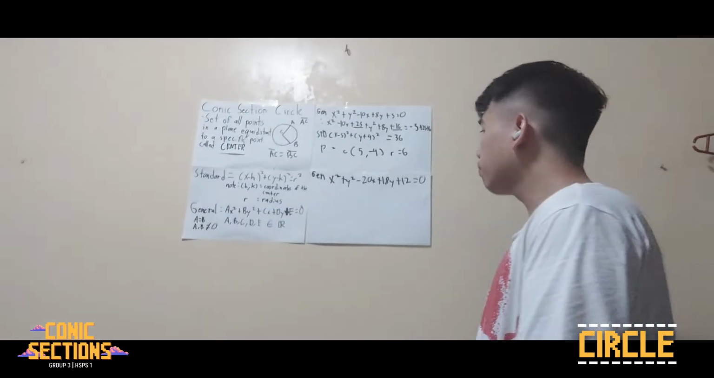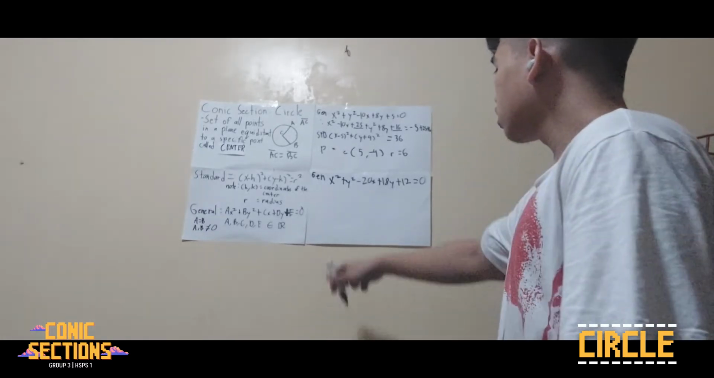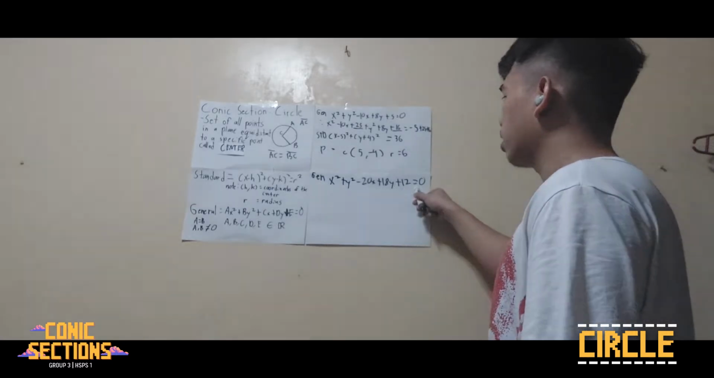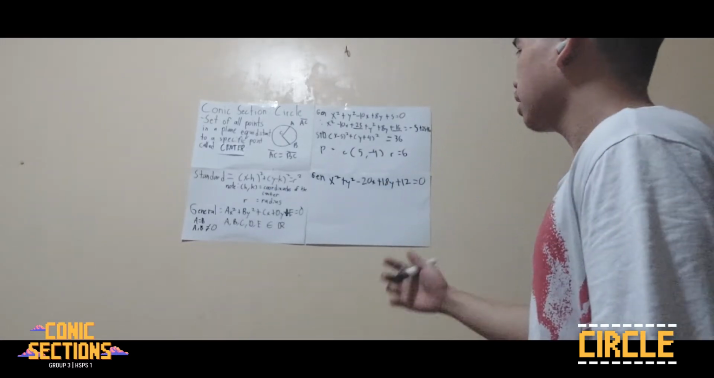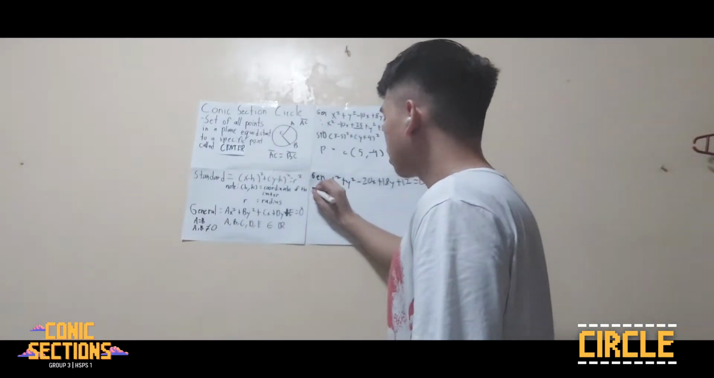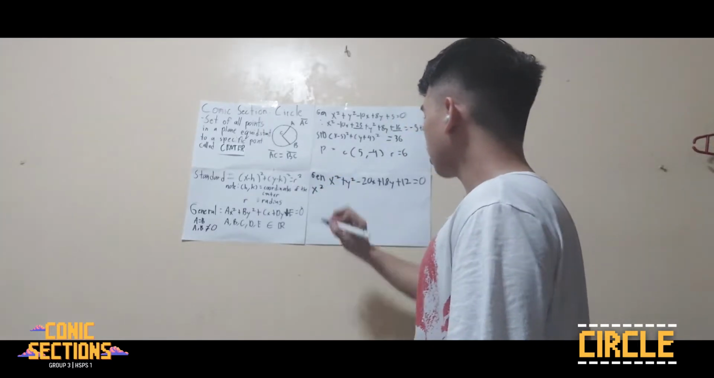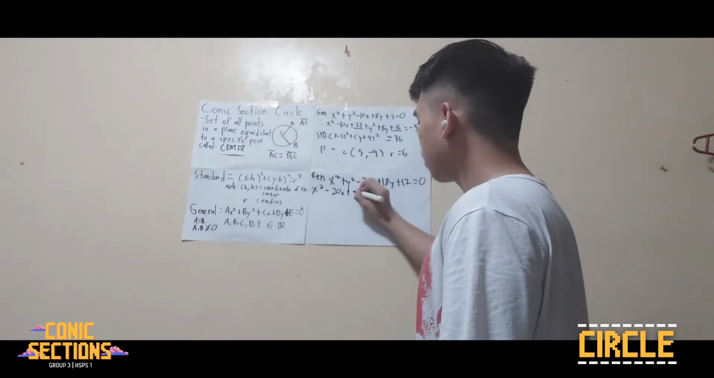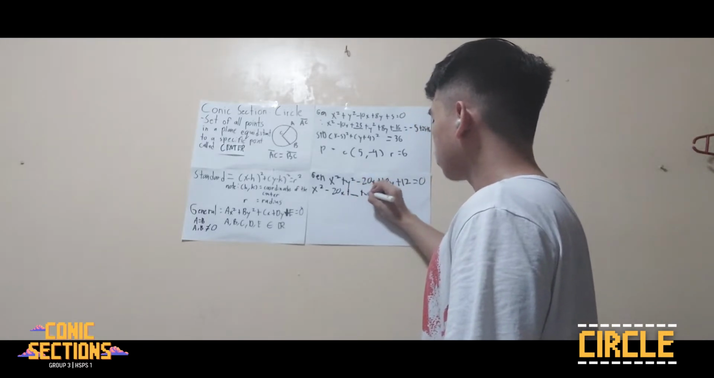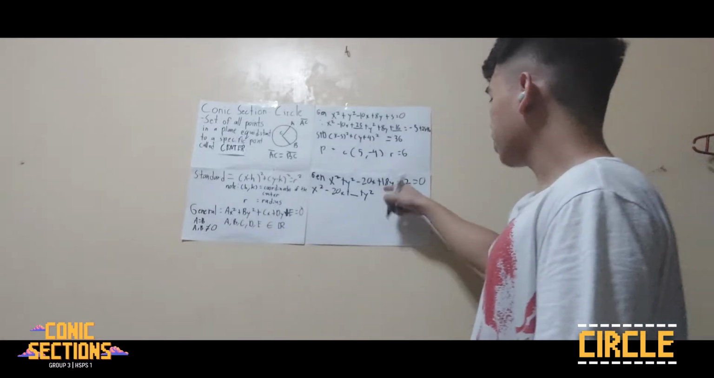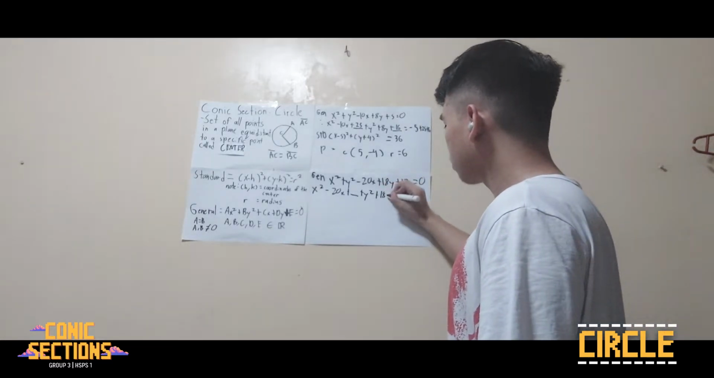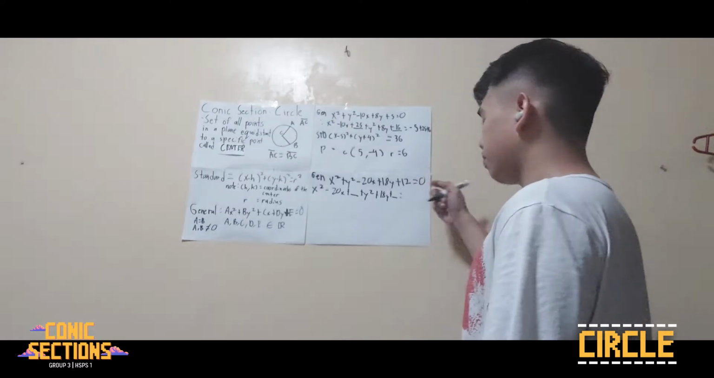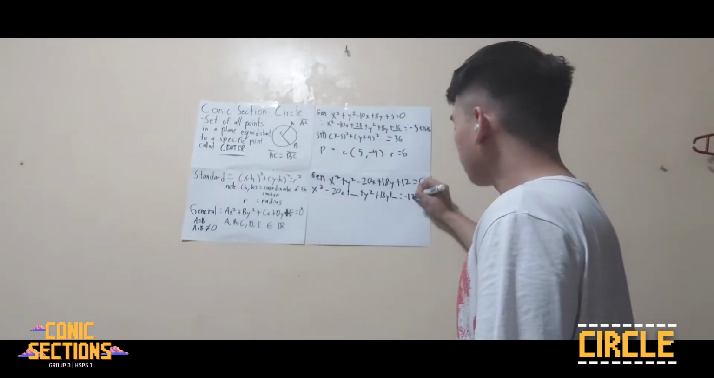Now we would be moving on to the second example. x squared plus y squared minus 20x plus 18y plus 12. The first thing we do is the same. We group everything. x squared minus 20x, same, plus blank, plus y squared plus 18y plus blank equals, we transfer, it becomes negative 12.